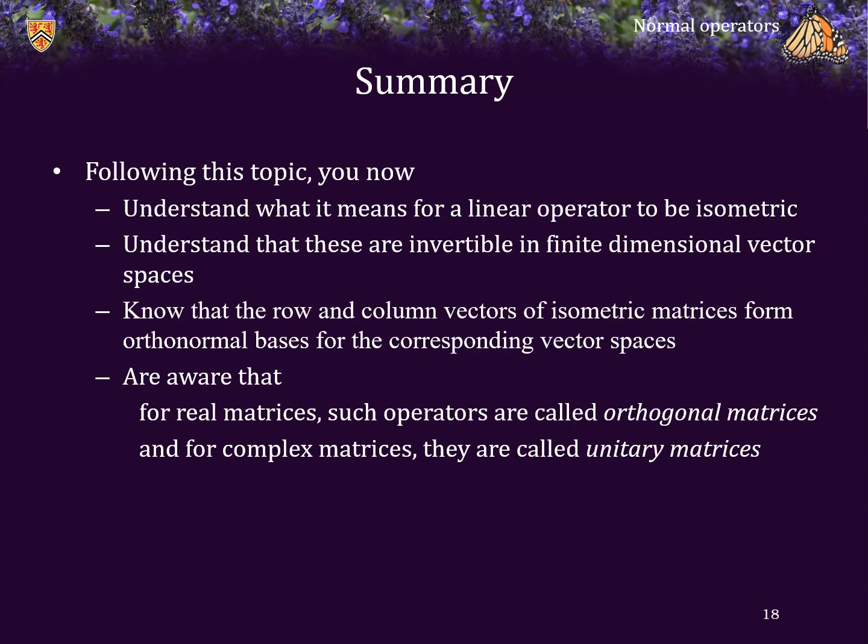Following this topic, you now understand what it means for a linear operator to be isometric. You understand that these are invertible in finite dimensional vector spaces. You also know that the rows and column vectors of isometric matrices form orthonormal bases for the corresponding vector spaces. And you are aware that for real matrices, such operators are called orthogonal matrices, and for complex matrices, they are called unitary matrices.